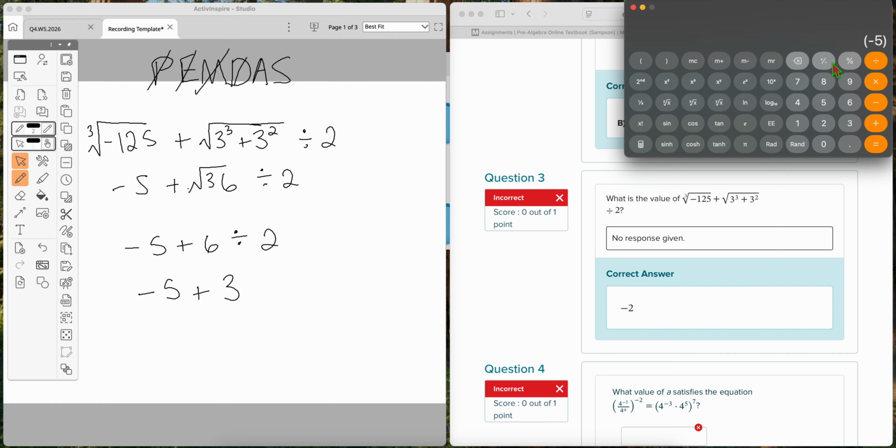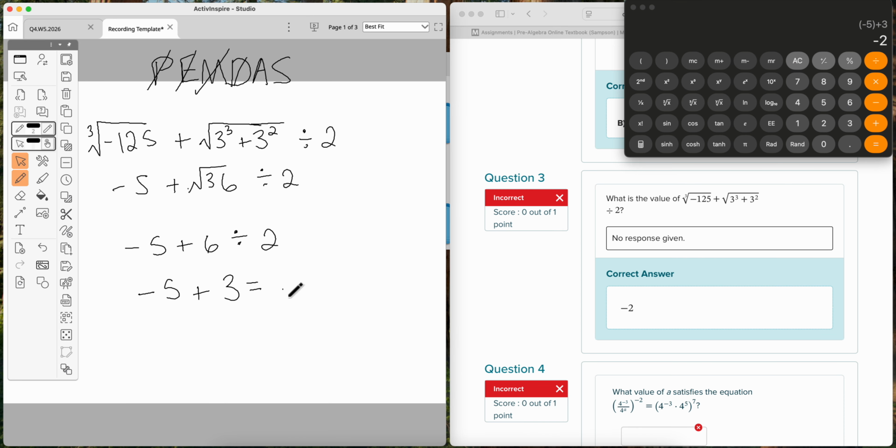I really recommend using the calculator for integers, just because I always see as soon as someone feels confident in their ability to add or subtract integers correctly every time, they mess it up. I'm pretty confident that I can do this correctly, but I'll still put it in the calculator just to be certain. So our answer is negative 2.